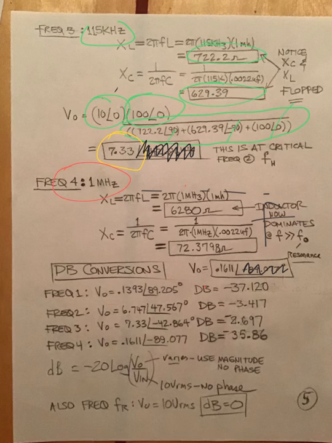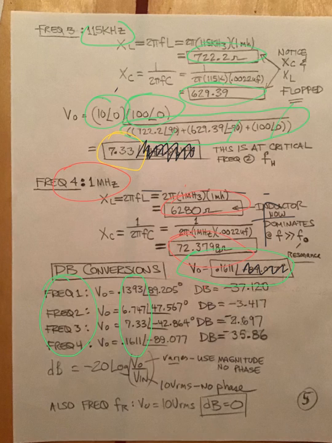Frequency 4, 1 megahertz. We calculate X sub L and X sub C, and we see that now the inductor is much, much bigger than the capacitor. And we've got our final calculation down here, which I didn't show to you, but I made it. It's 0.1611. And that gives us our 4 frequencies and our 4 magnitudes.